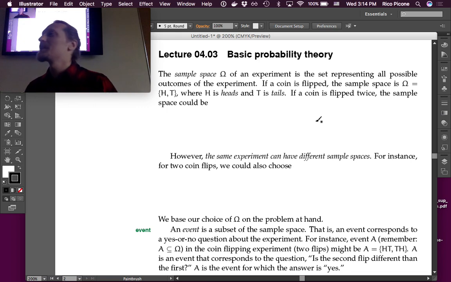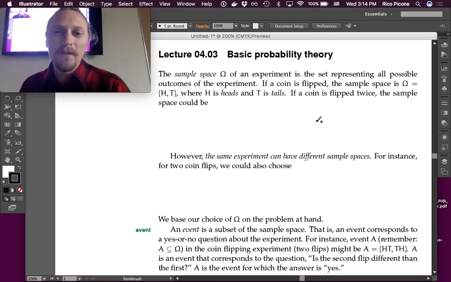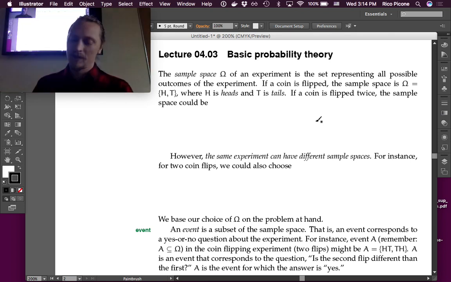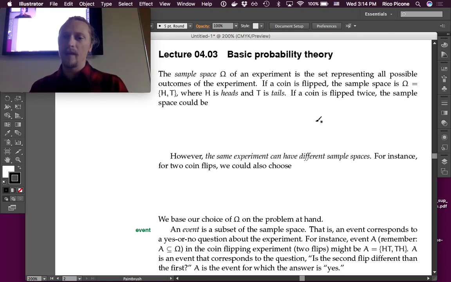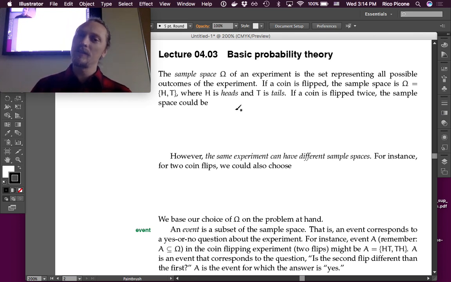So now we're ready for basic probability theory. The sample space, omega, of an experiment is the set representing all possible outcomes of the experiment. Okay? So we're going to take a real simple example first. If a coin is flipped, so that's our experiment, the sample space is omega equals the set of either heads or tails. Those are the two possible outcomes of the experiment. Either it comes out heads or it comes out tails.